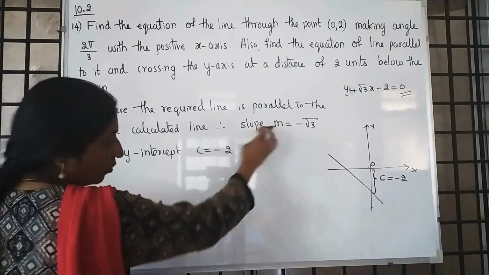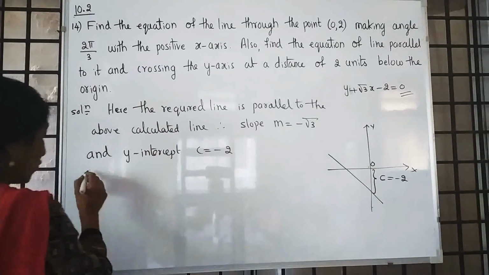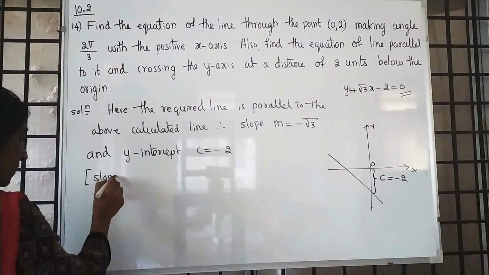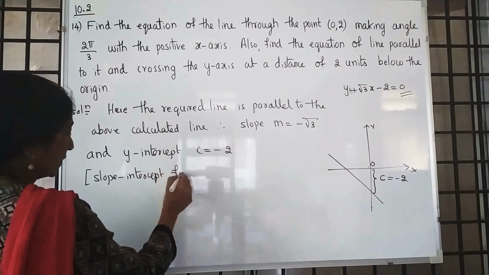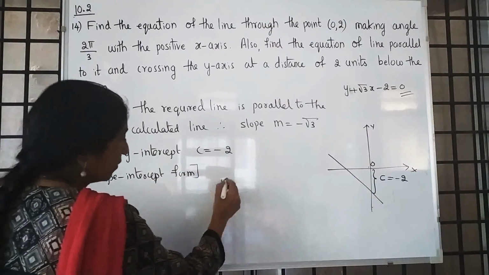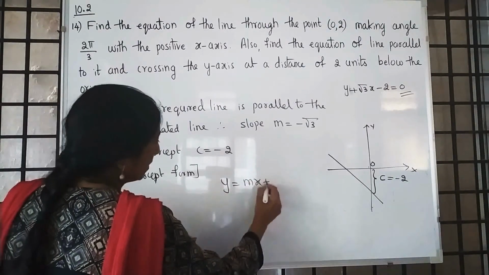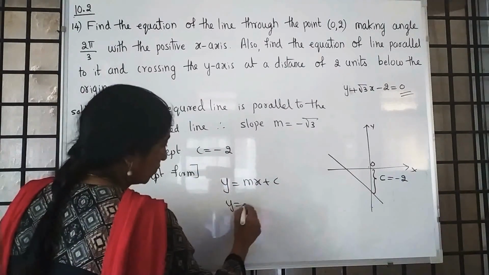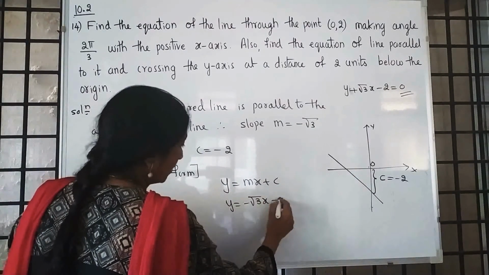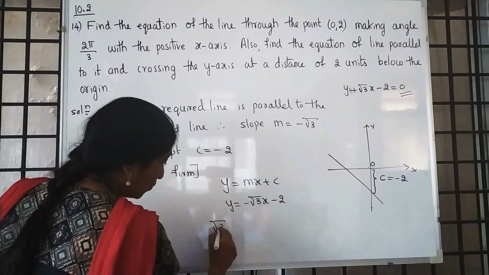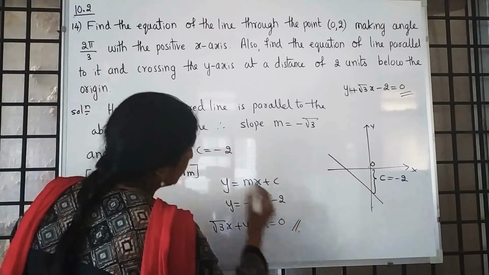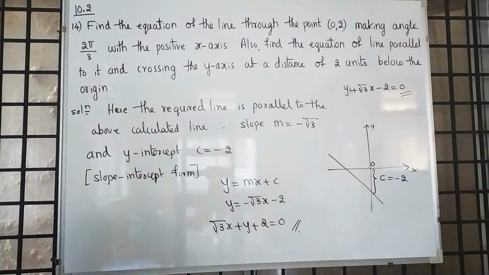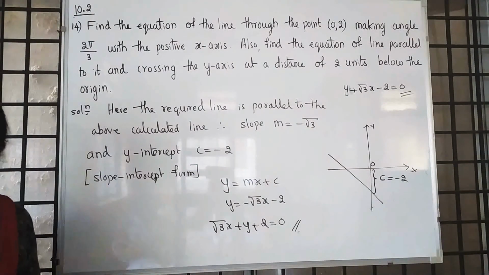Now you know one slope and one intercept. Which formula? Slope intercept formula. Yes. Have you remembered the formula? y is equal to mx plus c. y is equal to minus root 3x minus 2, or root 3x plus y plus 2 is equal to 0. So in analytical geometry, to understand the problem is very important. Then only you can solve the example.